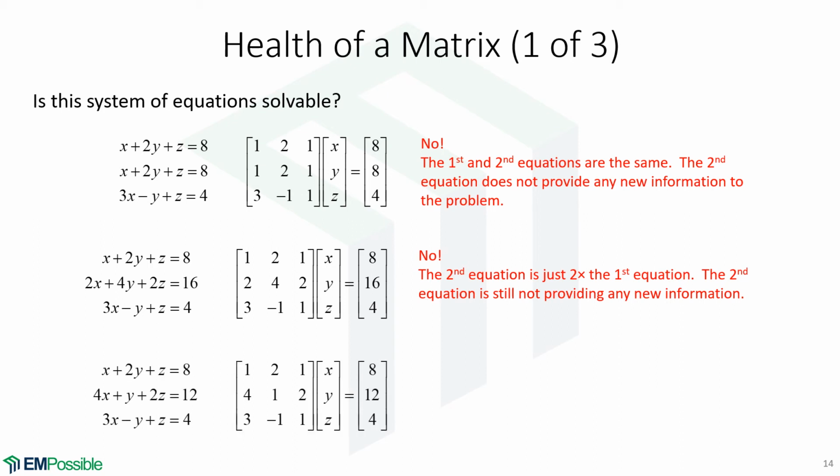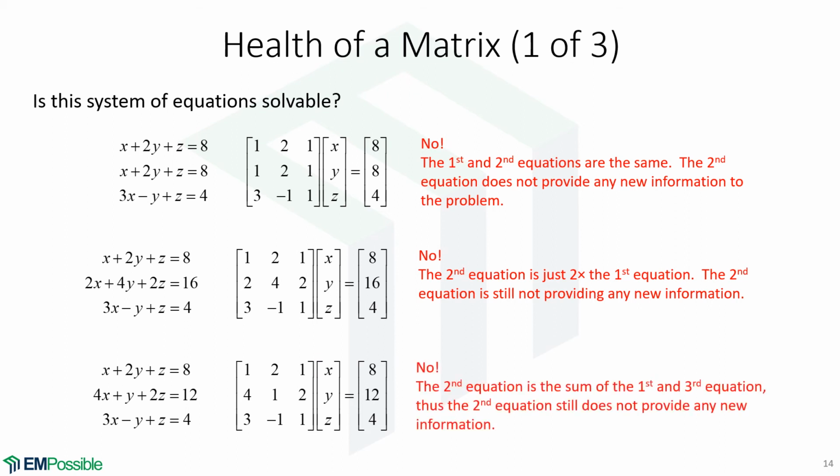All right, here's another example. And that same system of equations in matrix form, is that solvable? The answer is no. Now, this is getting harder to see what's going on, but notice that the second equation is simply the sum of the first equation and the third equation. Maybe you didn't notice that, but now that you notice it, that second equation is still not contributing any new information to this. So it's just like having 2 equations with 3 unknowns. It is still not solvable.